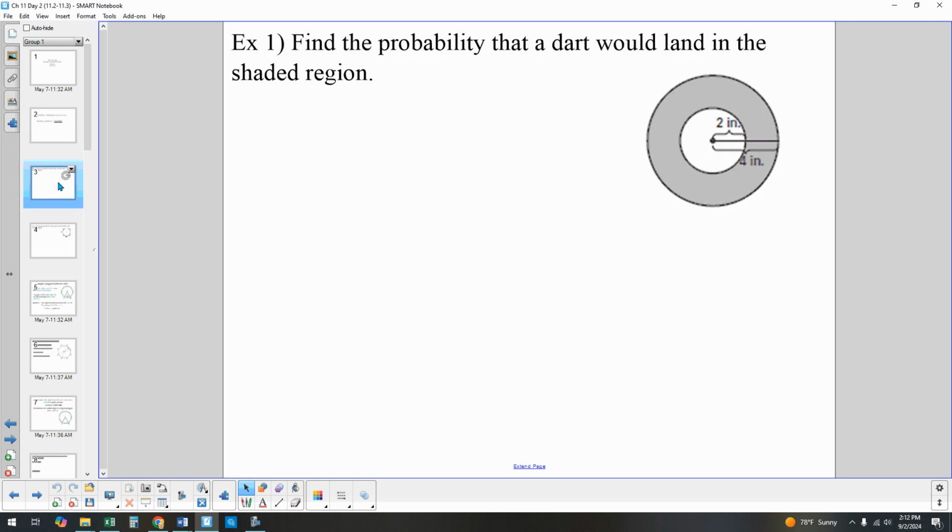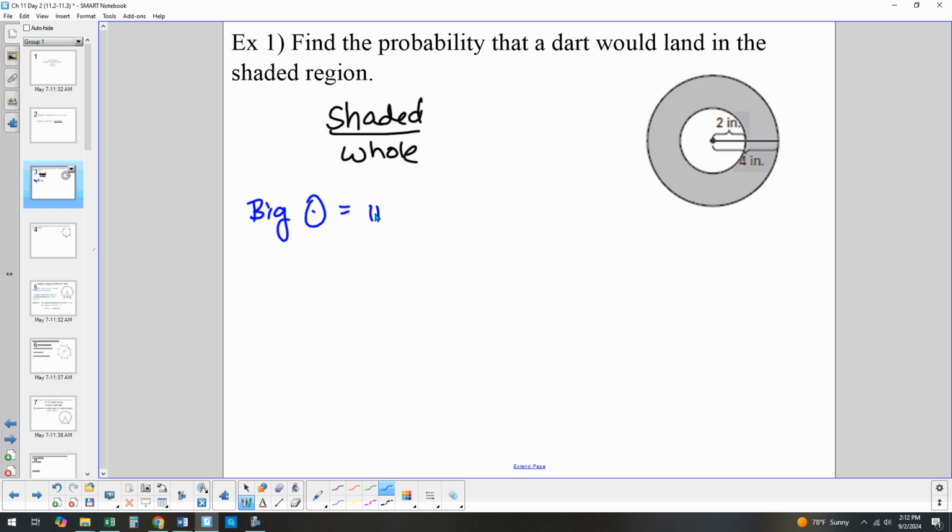So let's find the probability the dart would land in the shaded region. So that means we're going to have to do shaded over whole, and that's going to give us our probability. So the shaded part is going to be the big circle minus the little circle, and the whole thing will just be the big circle. So for our big circle, we have a radius of 4. So the big circle is pi times 4 squared, or 16 pi.